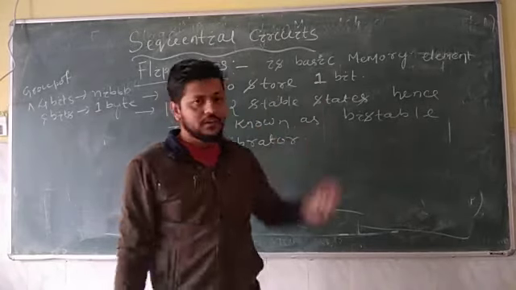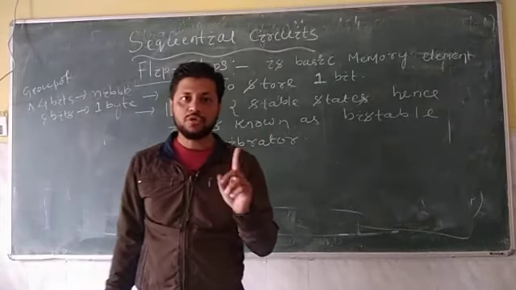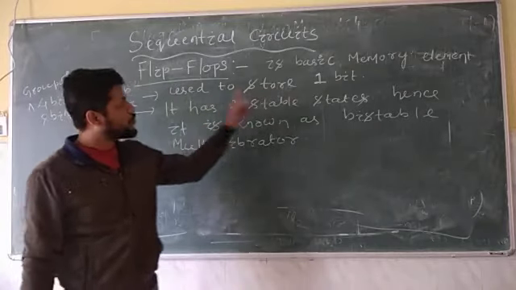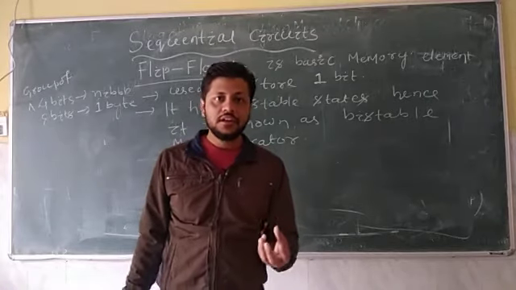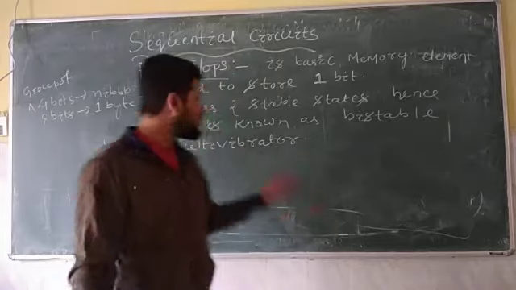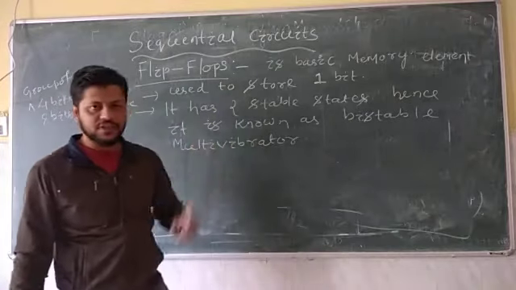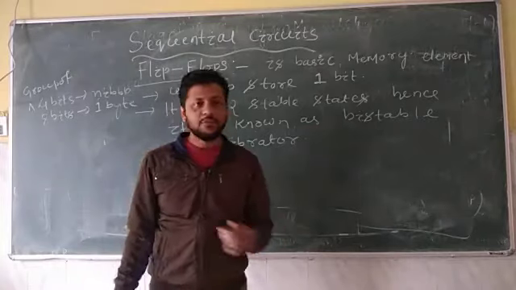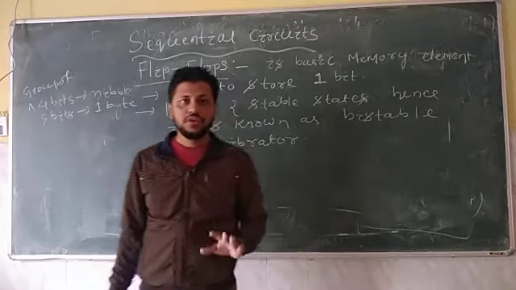One flip-flop is going to store one bit. So it is a basic memory element used to store one bit. If somebody asks you what a flip-flop is, you can answer that a flip-flop is a sequential circuit and a basic memory element used to store one bit. It has two stable states. That's why this circuit is known as a bistable multivibrator, because it has two stable states.